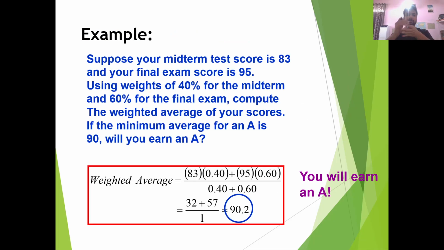And here is a question that could help you again in finding the weighted average. Suppose you scored 83 marks in your midterm, and in the final exam you scored 95 marks. The importance given to your midterm is 40%, and the importance given to your final is 60%. So the weightage is 0.4 here and 0.6 here. These are the marks obtained in the final exam and these are the marks obtained in the midterm. That's how you perform it, and this is the total weight. This comes out to be 90.2, and hooray, you scored an A.